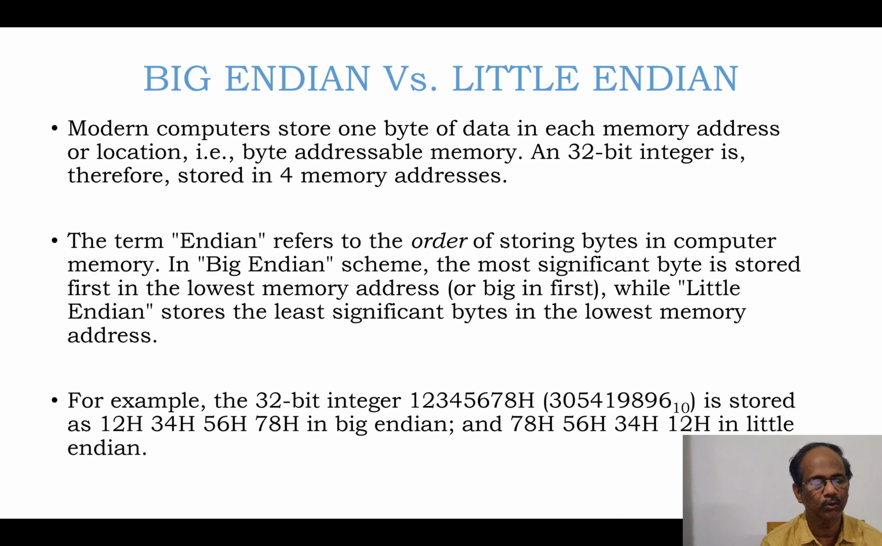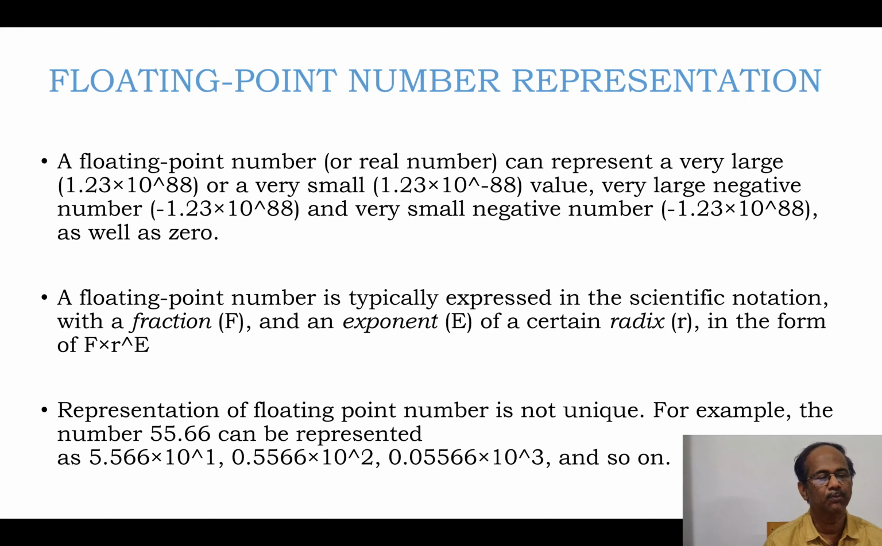An example is shown here. If it's a 32-bit integer, 1, 2, 3, 4, 5, 6, 7, 8, with 12 being the most significant byte and 78 being the least significant byte. So depending on the type of big endian or little endian, the highest byte, that is 12, will be stored either in the lowest or highest memory location. That depends on the type of endian architecture. So that is about endian.